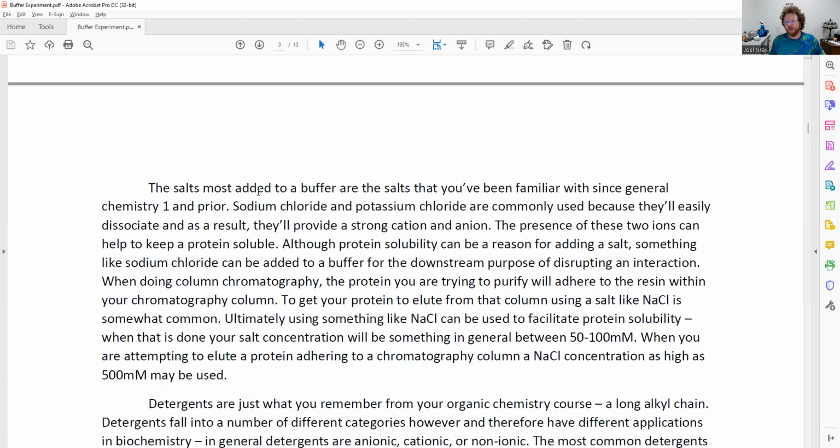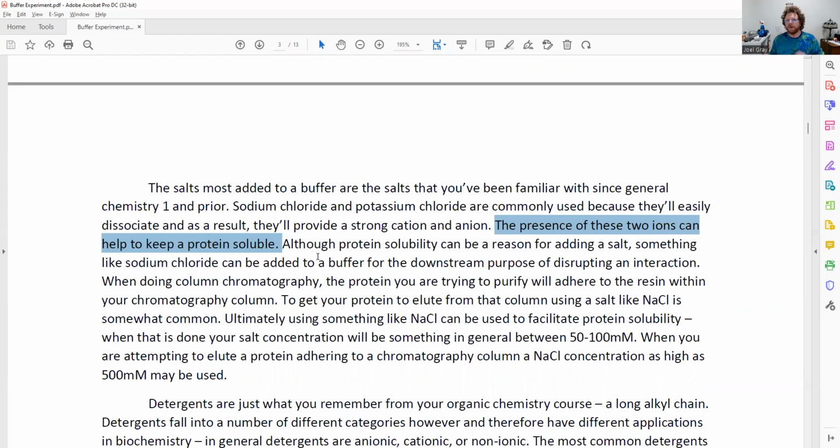Sodium chloride, potassium chloride, they're very easily going to dissociate and be stable in solution. They'll provide a strong cation and a strong anion. The presence of these two ions can help to keep a protein stable and soluble. Now, although protein solubility can be a reason for adding salt, something like sodium chloride can also be added to a buffer for downstream purposes.